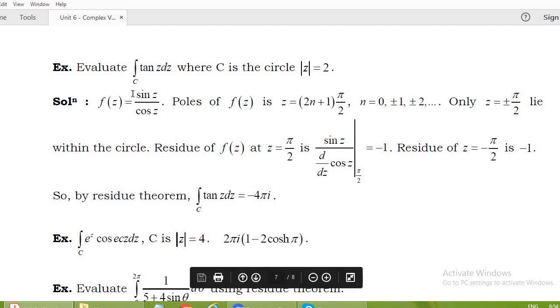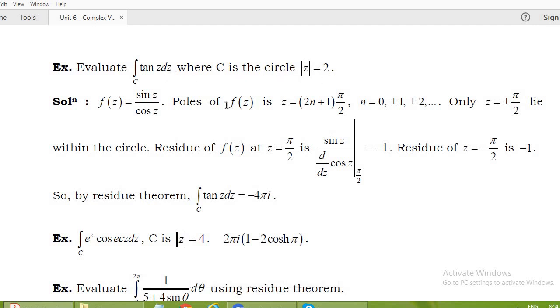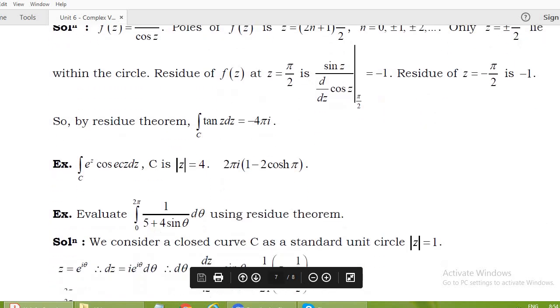So here, evaluate the integration over closed curve C of tan z dz, where C is the circle modulus of z equal to 2. So many poles are there, but amongst these only two poles lie within the circle modulus of z equal to 2. So we have to find the residue at both these points, and for both the residue is −1 each. 2πi times −2, that is −4πi, is the answer.